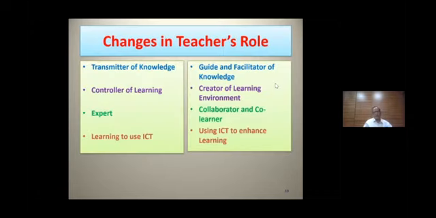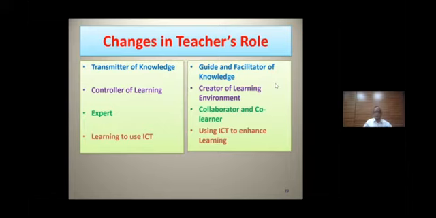The roles are changed now. The teacher was transmitting the knowledge. Now the teacher is going to act as a guide and facilitator of knowledge, and helps the student to learn the subject by himself. That is the orientation. The teacher was controller of learning. Now in future he is going to be creator of a learning environment. He has to create the environment to make the students learn. Therefore, the teacher's role is changing.